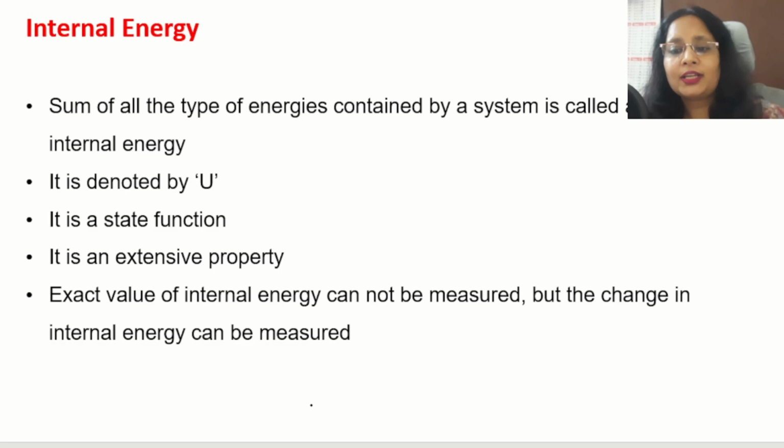Next point, it is an extensive property. It means the internal energy always depends on the amount of matter used. If we take a small amount of the sample, the internal energy will be less. If we take a large amount of the sample, the internal energy for that sample will be more. So it is called an extensive property.